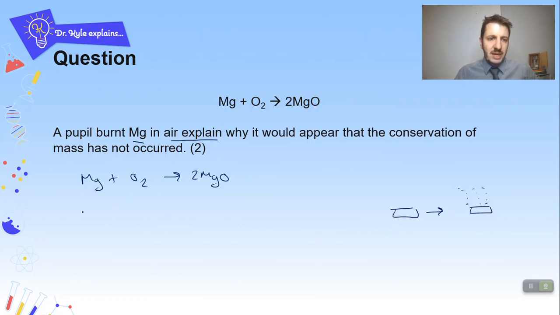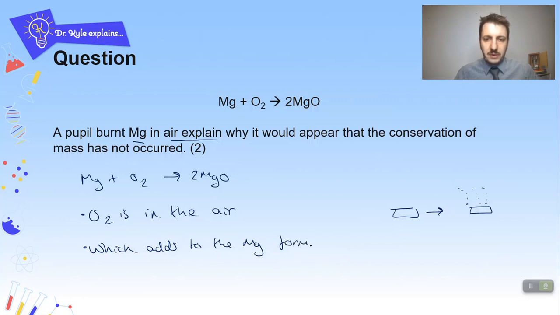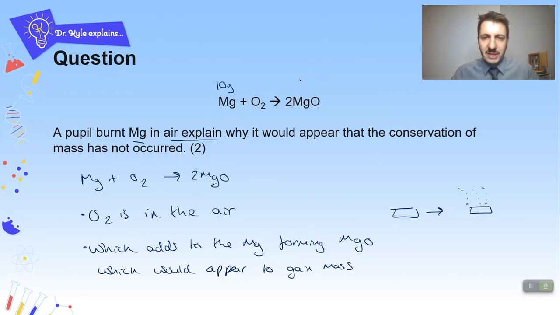So what we would say here is oxygen is in the air, which adds to the magnesium, forming magnesium oxide, which would appear to gain mass. And so if there was a reaction here, let's say the magnesium was 10 grams, nice and easy. This one, let's say for argument's sake, is 15 grams.